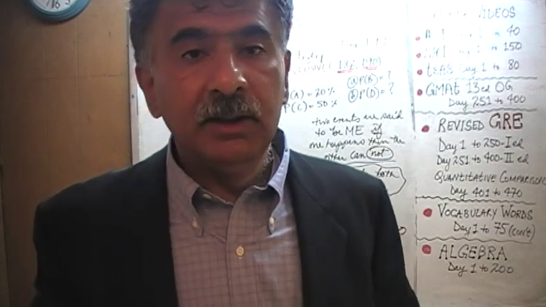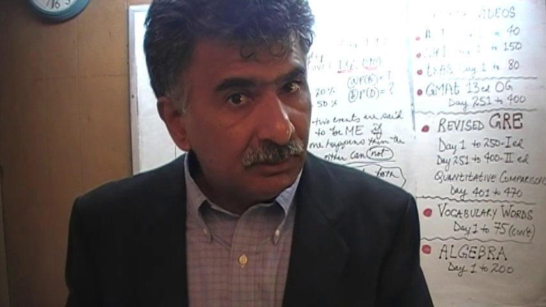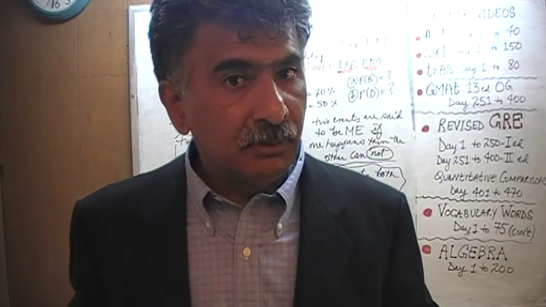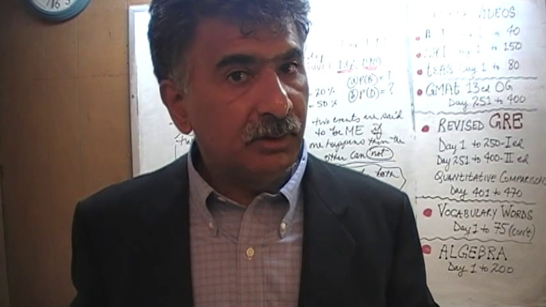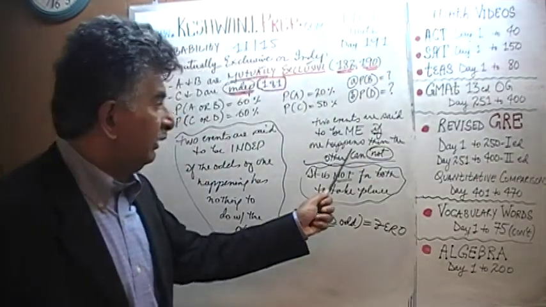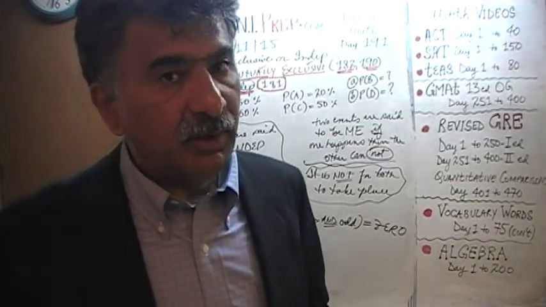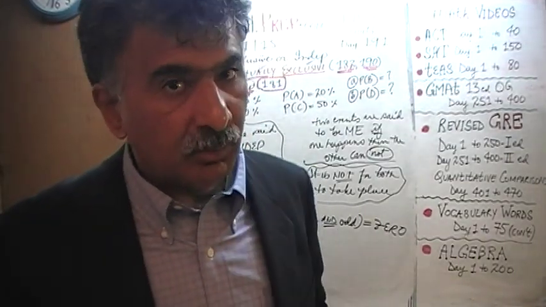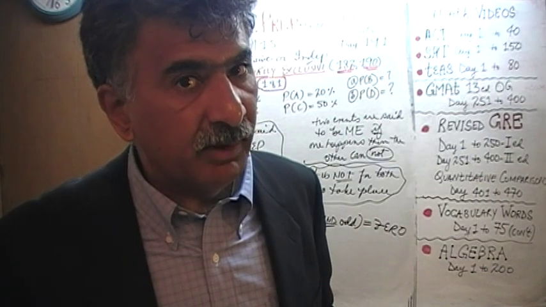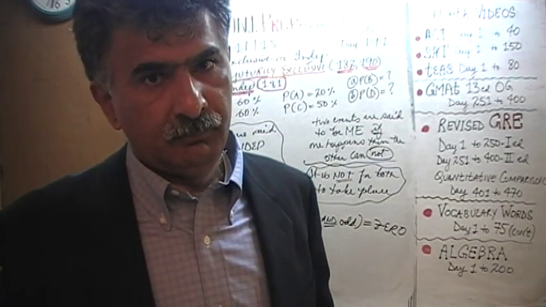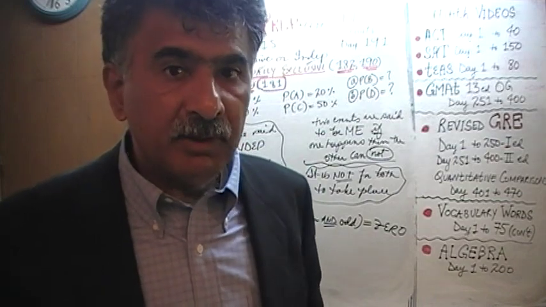It's not possible. If I roll an even number, it rules out the possibility that I may have rolled an odd number. And if I had rolled the odd number, it makes it impossible. If one happens, then the other cannot. If you tell me the number that I rolled is an odd number, it makes it impossible that I may have also rolled an even number on the same roll.